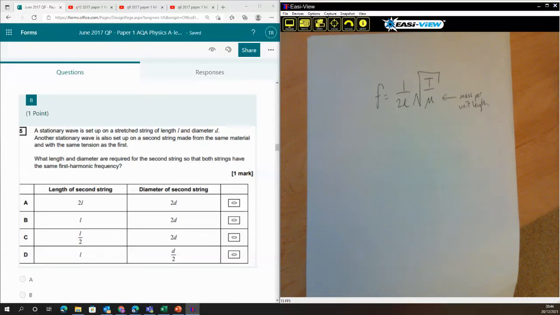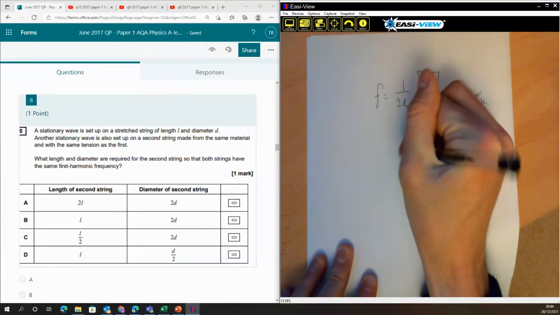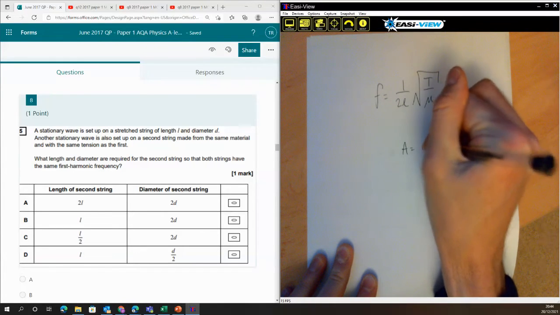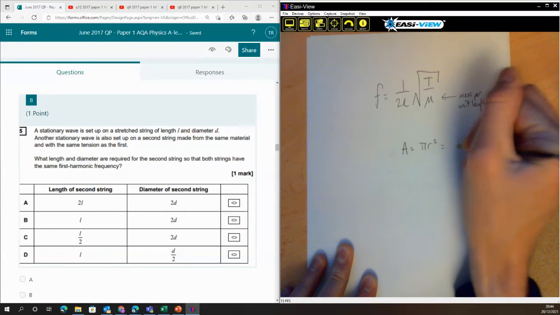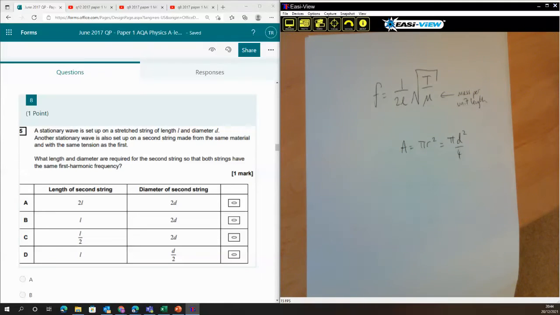So we then look at the other possibilities. If you increase the diameter, then because the cross-sectional area is given as pi r squared, that's pi d squared over 4. So the cross-sectional area is proportional to diameter squared. That means that if you double the diameter, you quadruple the cross-sectional area, and that will quadruple the mass per unit length. But then we square root it. That makes things a little bit easier as long as you can get your head around those relationships.